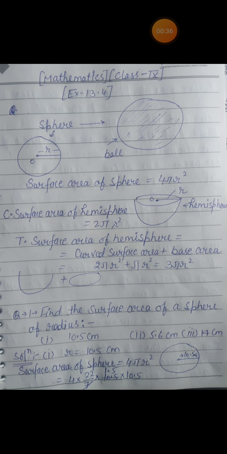These all objects are in the shape of a sphere. Okay, these are spherical shapes. And here we have two concepts to discuss with you. Okay, what is the difference between a sphere and a circle?